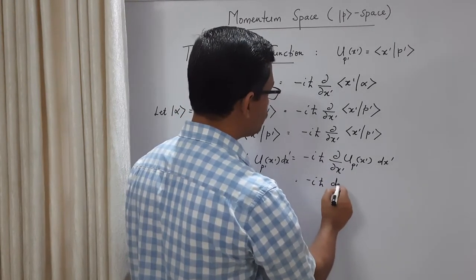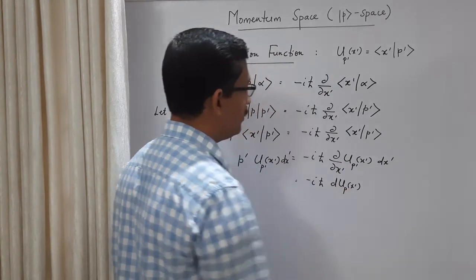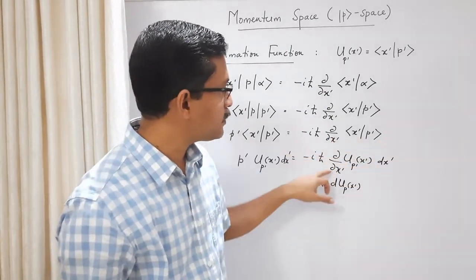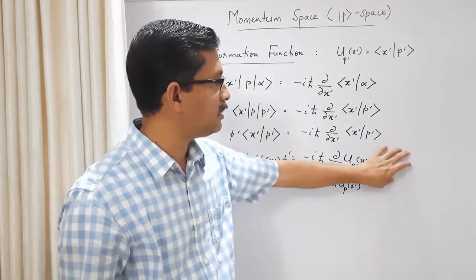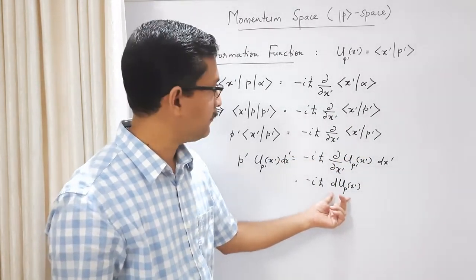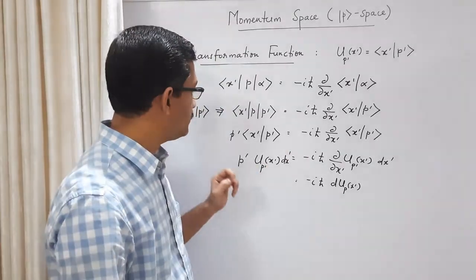Let us say du p prime x prime. Let me use this symbol for a small change in the function. So the rate of change of the function with respect to a variable times the small change in the variable will give you, from the definition of differentiation, the small change in the function itself. Let us rearrange the terms.